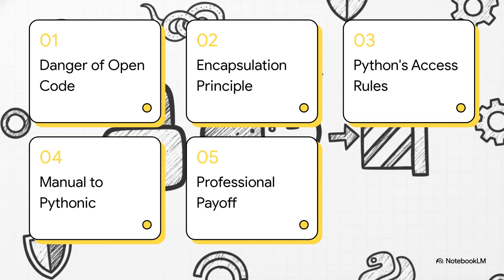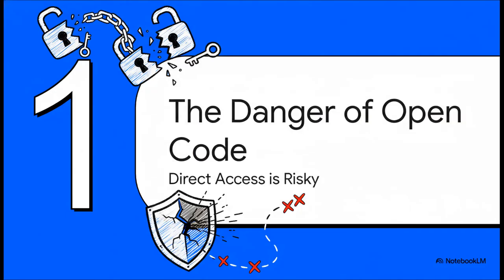So here's how we're going to break it all down. First, we'll look closer at the danger of this open code. Then we'll introduce the core idea of encapsulation. We'll see how Python handles it with its own unique rules. Then we'll level up from the manual way to the truly Pythonic way. And finally, we'll talk about the professional payoff, why this matters for your career.